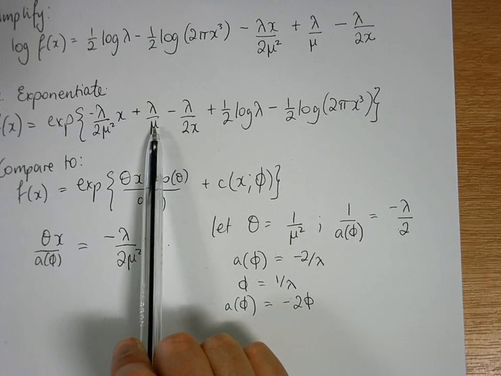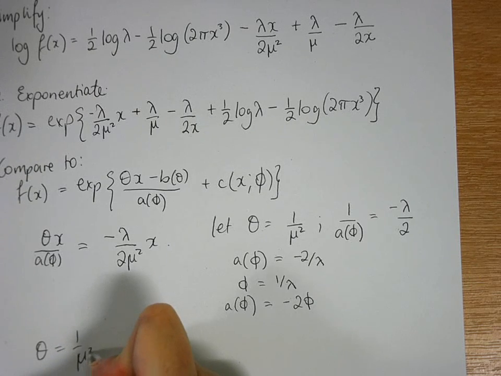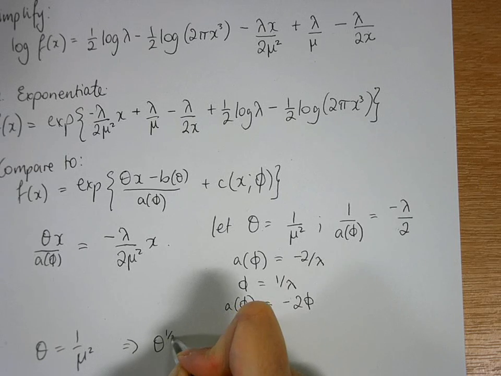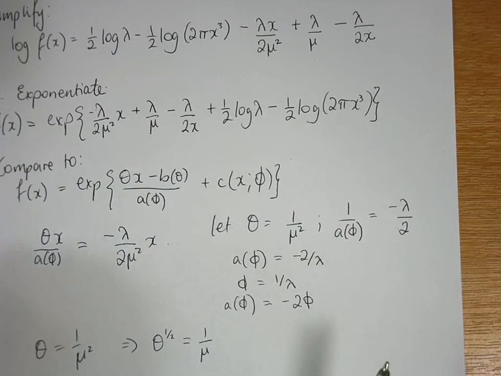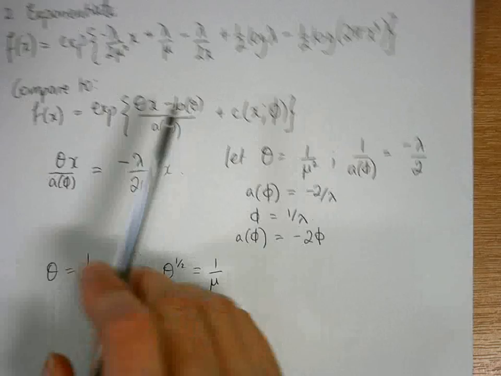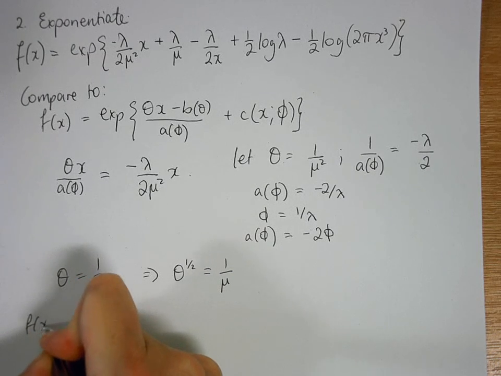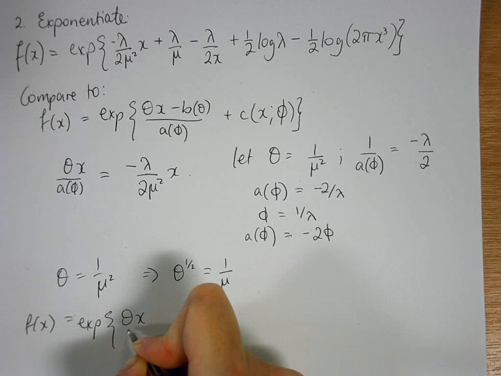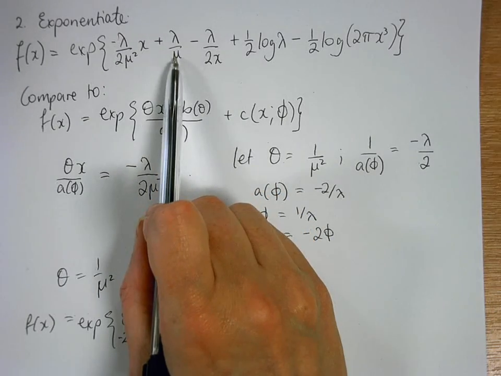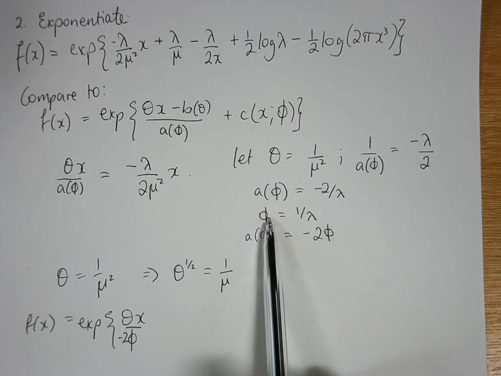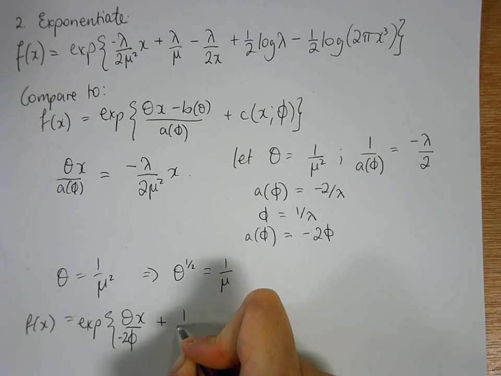In making this decision, we now have to deal with this mu here. So if we say theta equals 1 over mu squared, we would say theta to the half is equal to 1 over mu. That's dealt with this 1 over mu here, and we don't see mu anywhere else. So we would rewrite this equation here in terms of theta and phi. So the first bit we have is f of x is equal to the exponential of theta x over minus 2 phi. Then we have lambda over mu. Well, we have phi is equal to 1 over lambda. So 1 over phi is equal to lambda. So we plus 1 over phi, that's the lambda taken care of.